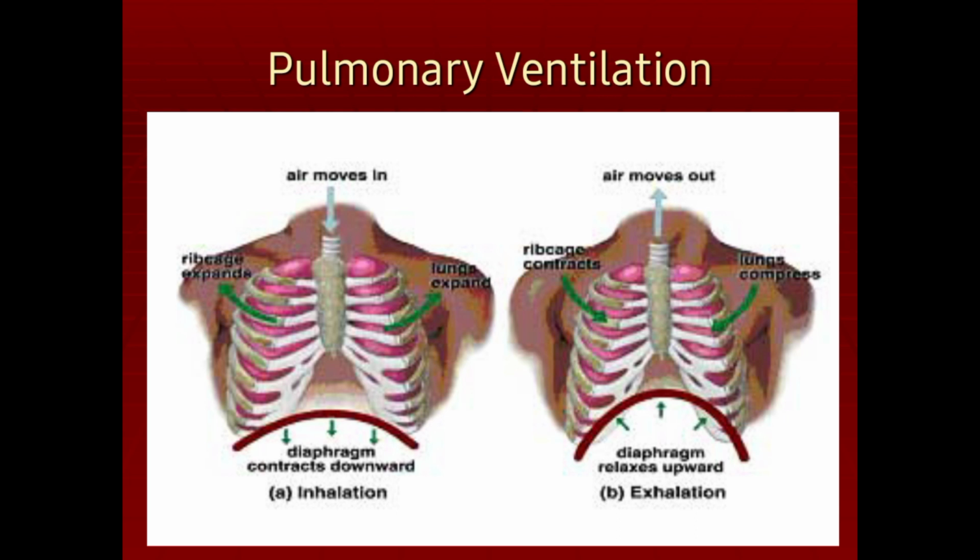And once the muscles that took part earlier relax, what is going to happen? The lung that expanded earlier is going to recoil, or we say the lung contracts. Then the intrapulmonary pressure increases above the atmospheric pressure. So when the intrapulmonary pressure is greater than the atmospheric pressure, air will move out of the lungs.